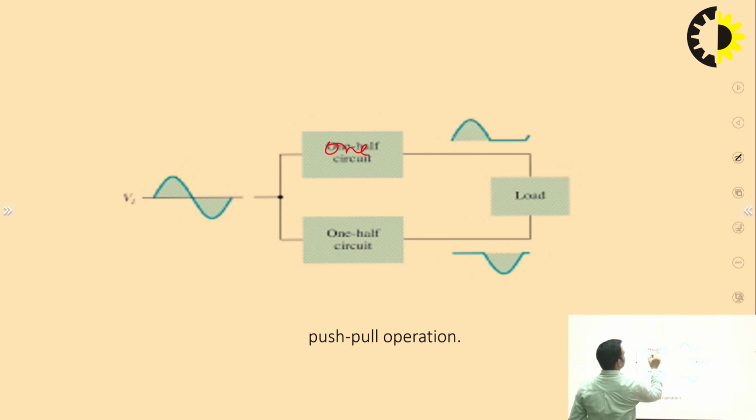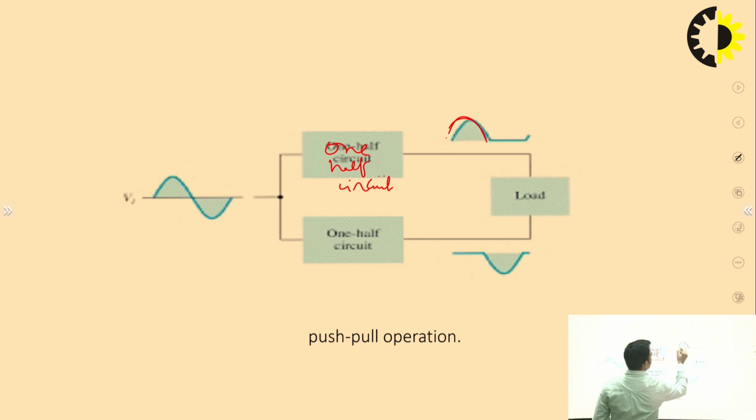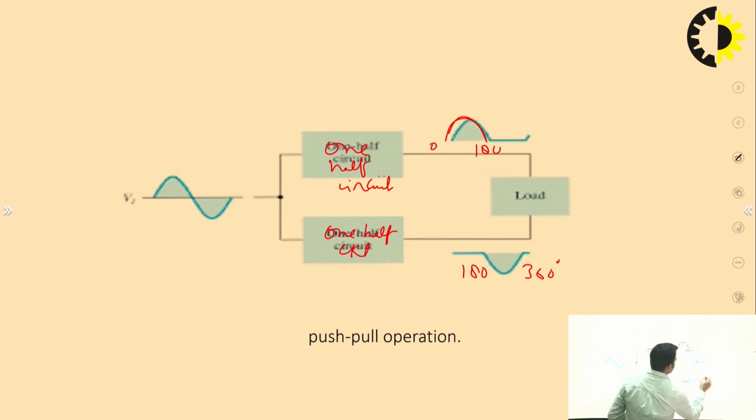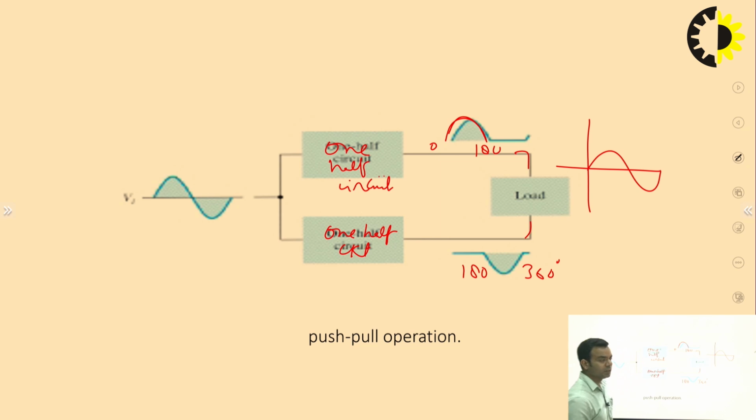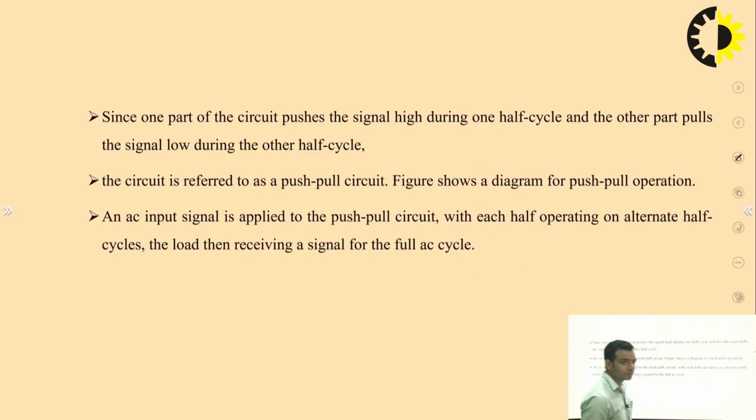One half circuit that will provide positive half cycle, that means from 0 to 180 degree, and another half circuit that will conduct from 180 to 360 degree, and at the load it can be combined, so you will get the output like this, that means from 0 to 360 degree. And this operation is called push-pull operation. Okay, why is it called push-pull operation? Since one part of the circuit pushes the signal high during one half cycle and the other part pulls the signal low during the other half cycle.